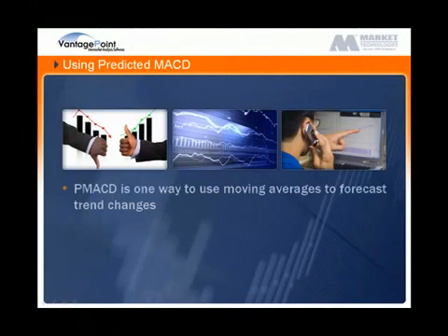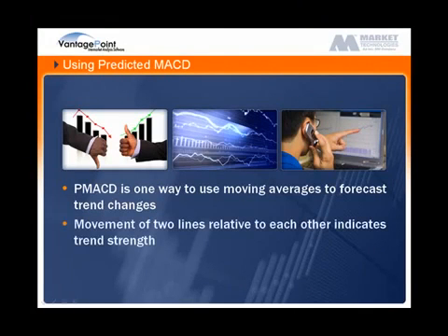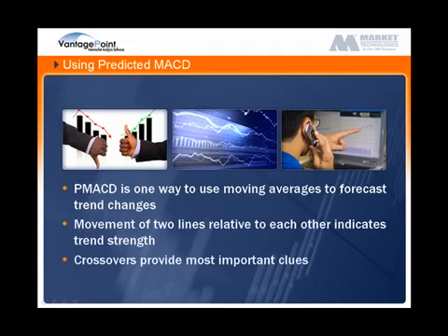Predicted moving average convergence divergence is one way to use moving averages to forecast trend changes. The movement of the two lines relative to each other indicates trend strength. The most important clue comes from the crossovers of the two lines. The indicator is predictive 1 day ahead.